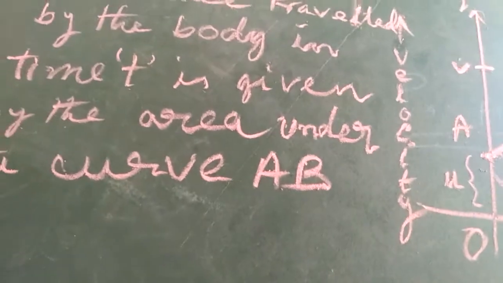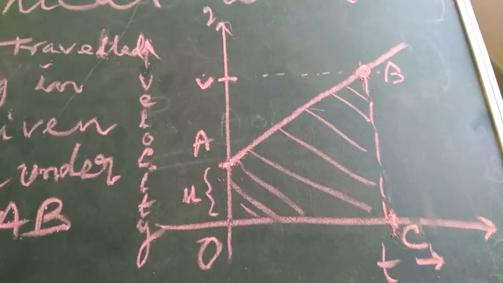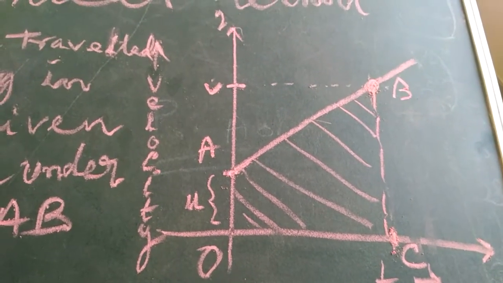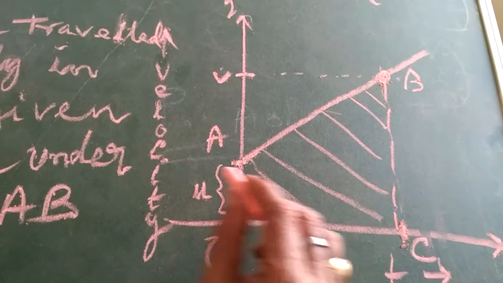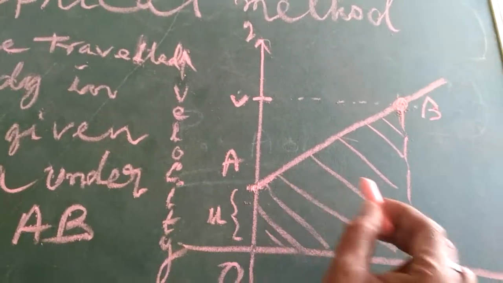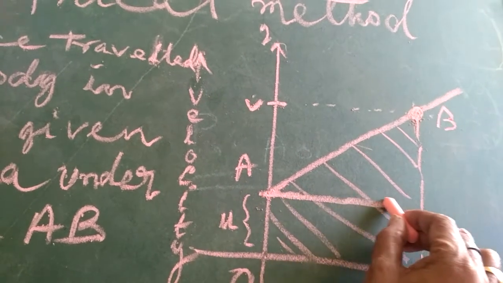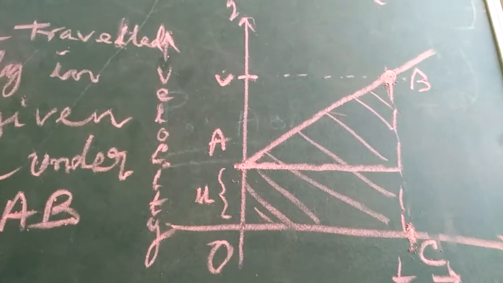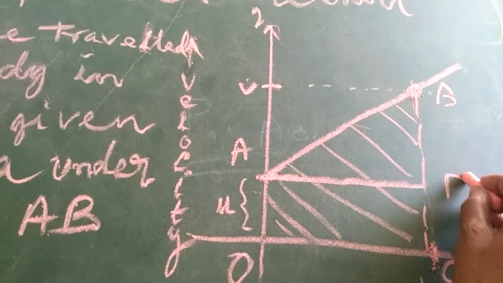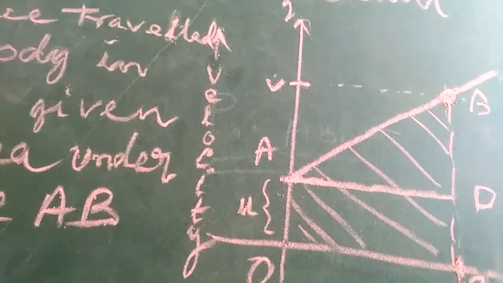May you show the diagram? How to find the area? Now to find the area, we need to split the area. Let's draw a line parallel to the x-axis and perpendicular to this AB. We're drawing a line. Give it the name D.